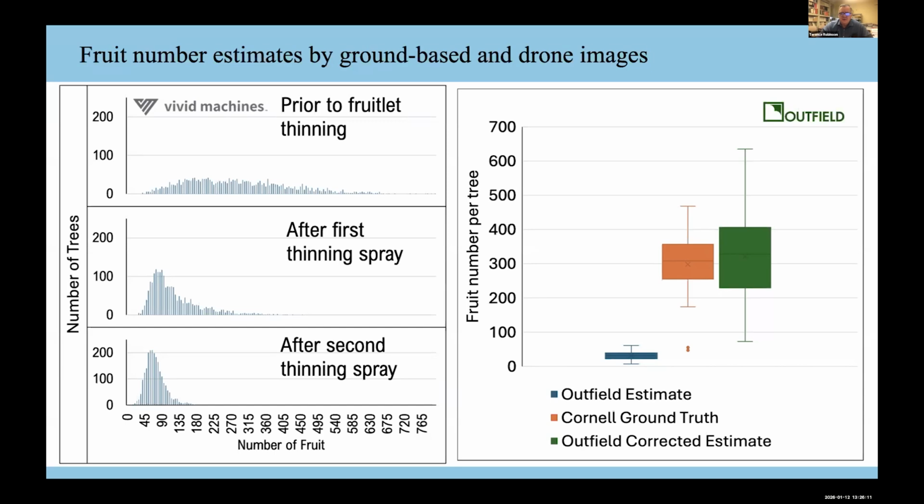We did a similar sort of thing with Outfield, a drone-based system, and the chart on the right shows that the initial Outfield estimate of numbers of fruits after thinning, when fruitlets were 30 millimeters, was not so accurate compared to the orange box. But when we applied a correction factor, we could get very good agreement between the ground truth number of fruits per tree and the Outfield measured number of fruits per tree, although the variability in the estimates with the drone was more than the variability from the fruit numbers made by hand counts.